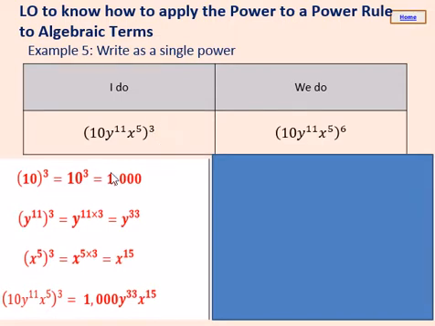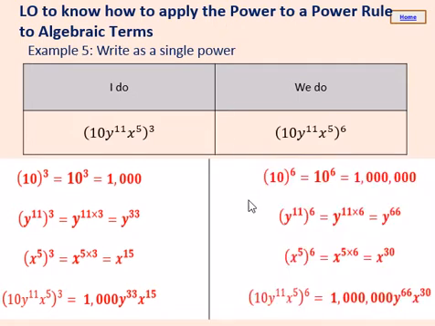So 10 to the power 3 gives me 1,000. Y to the power 11 raised to the power 3 gives me y to the power of 33. X to the power 5 raised to the power 3 gives me x to the power 15. So it's 1,000 y to the power 33 x to the power 15. Please copy that down and then try the last we do before we move on to some independent practice. So pause the video here while you try that out.